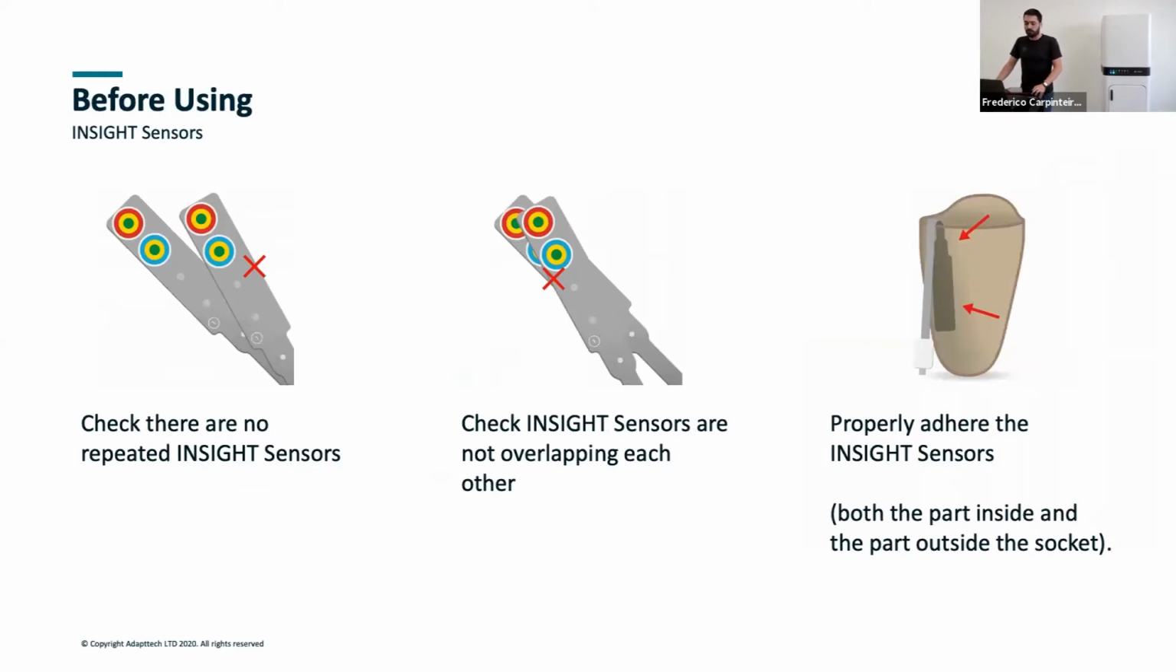Just some more things to look out for before using, just as in the scanner. Make sure you're not using repeated sensors. This means that you're not using the same size with the same number. Make sure you're not overlapping the sensors, because then you will have cross information, but the most critical thing is not to overlap the markers, because if you do that, the sensor that is covered will not be detected by the system, so it will be ignored.